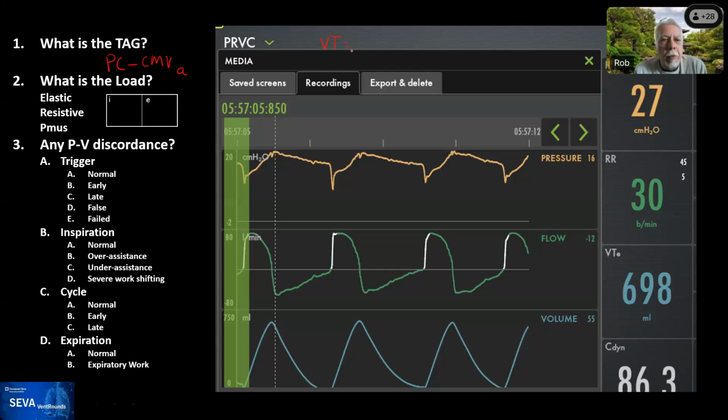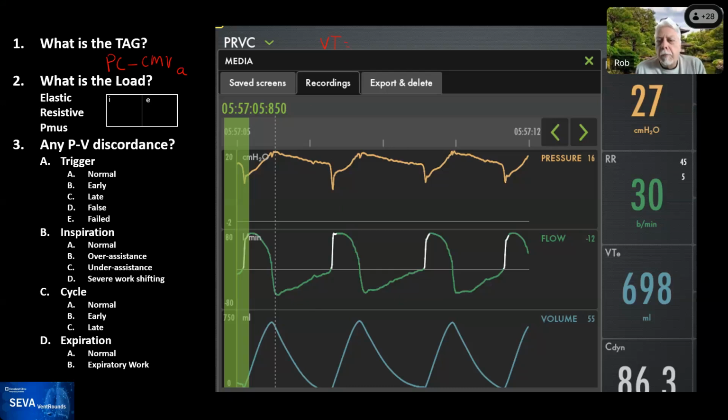What is the type of trigger? The PV discordance. So is it early, late, false, or failed? And yeah, in general, you can see that the patient is triggering, and it rapidly triggers the flow. It crosses baseline, and there's no evidence of any pause before this. Even though the pressure drops, you can see that it rapidly pressurizes, which means that the ventilator is trying to maintain the pressure where it should.